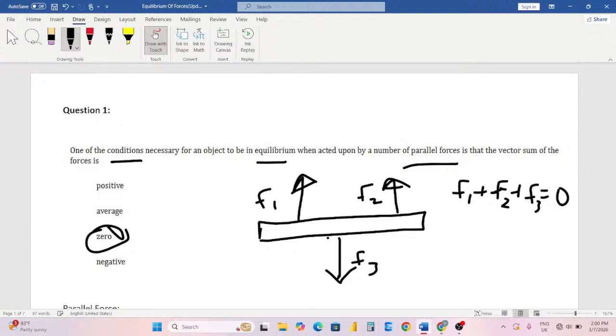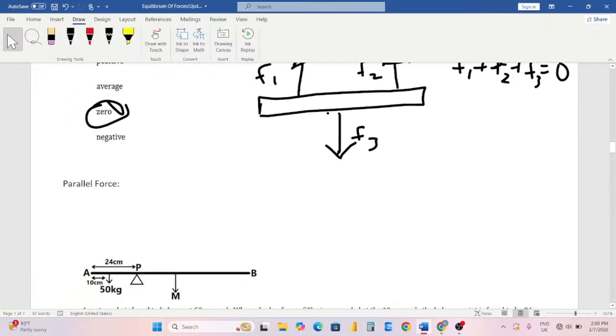Equal to what? 0. So this is what you call a parallel force. Another type of force that also helps a body exhibit equilibrium would be the coplanar force. Well, we'll get to that. Okay, we'll explain parallel force.